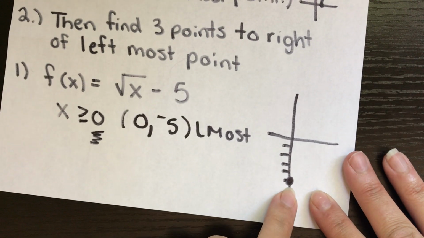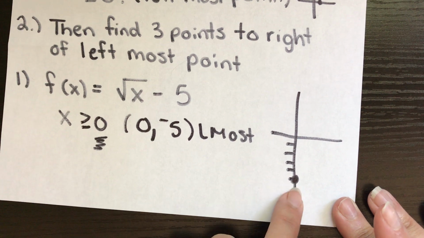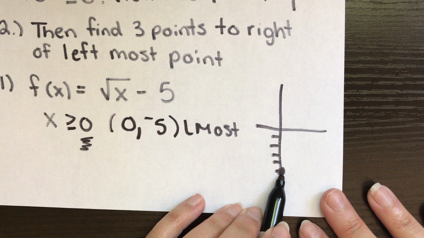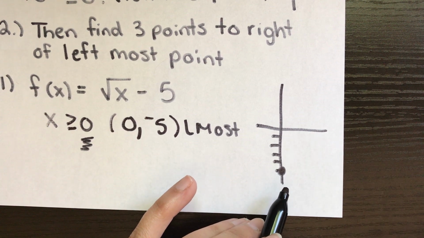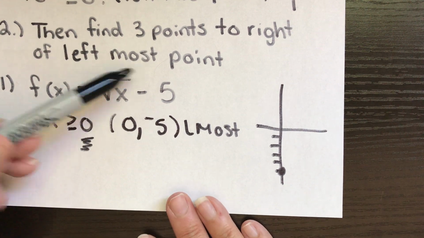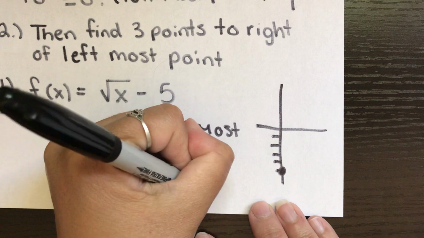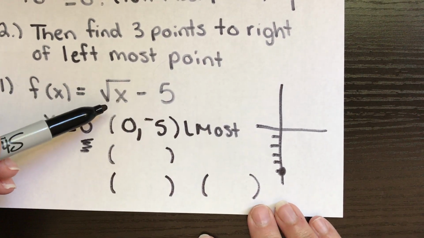Negative 5 is right here, so I know that my square root graph starts right here and goes somewhere to the right. So what are some numbers to the right of 0? Well, I have 1, 2, 3, 4, 5, 6, 7, 8, 9. However, because I have to plug whatever numbers I choose into this original problem, I'm going to do 3 points. I want to make sure whatever I choose works out nicely.